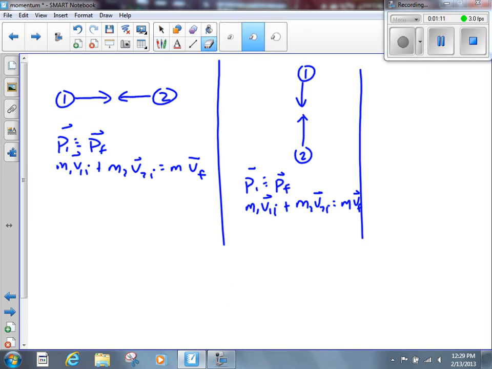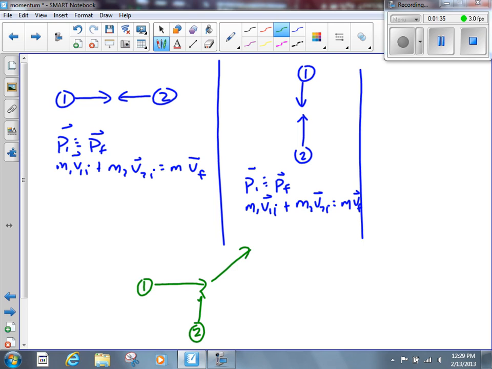What if I give you a problem in which object number 1 is traveling to the right, and object number 2 is traveling upwards? So it's kind of a combination of the first problem and the second problem. Let's say these two objects stick together in this collision. Where's the wreckage going to go, first of all? It's going to go up and to the right. Where exactly? We're not sure. We know it's going to go northeast somewhere. The exact angle, we don't know until we figure that out.